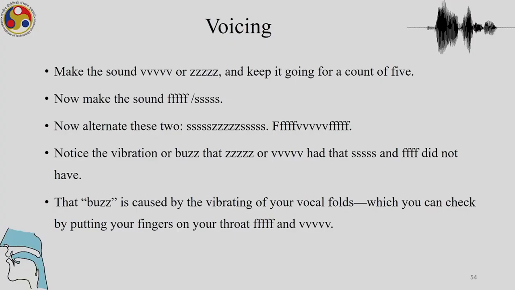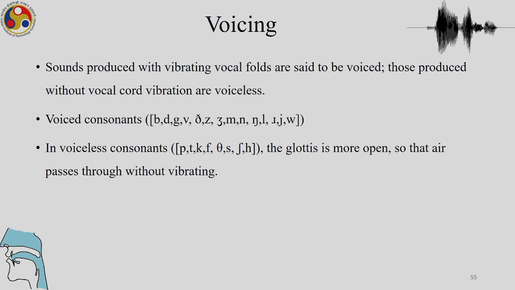When you produce a sound like vzz, you can continue it up to a count of five, and contrast that with a voiceless sound like sss. When you are producing vzz, you have a vibration, and this buzz is created by the voicing of your vocal folds, and that is voicing. Sounds produced with vibrating vocal folds are said to be voiced, and those produced without vocal fold vibration are voiceless. In voiceless sounds, the glottis is more open, so air passes through without vibrating.